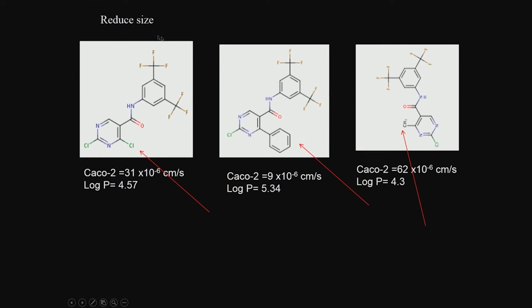Reduce size. This is a huge molecule, look at this molecule. From 31 times 10 power minus 6, 9 times 10 power minus 6, 62 times 10 power minus 6, by having these groups. So, we can reduce sizes and increase the permeability through CACO2, do you understand?